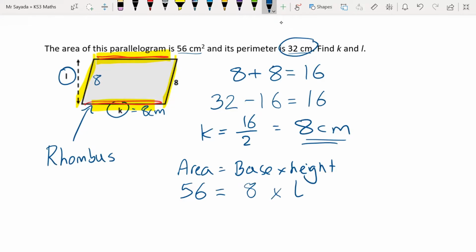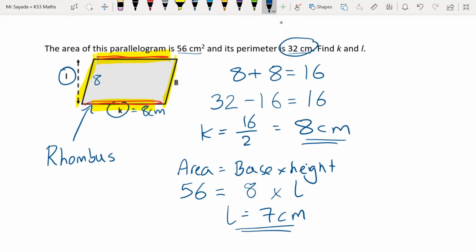So if 56 equals 8 times L, what must L be? So 8 times what is 56? Say your answer to the video now. 8 times 7 is 56, so L must be 7, and I'm writing centimeters. So there we go. I used the perimeter to work out what K was, and once I had K, I used the area to find what L was.